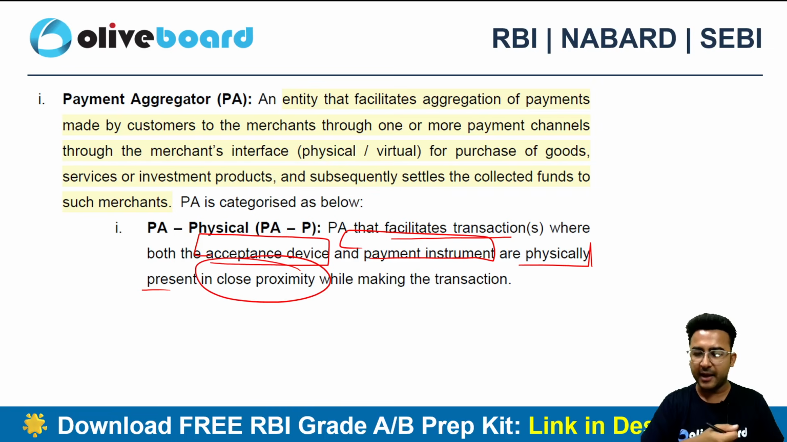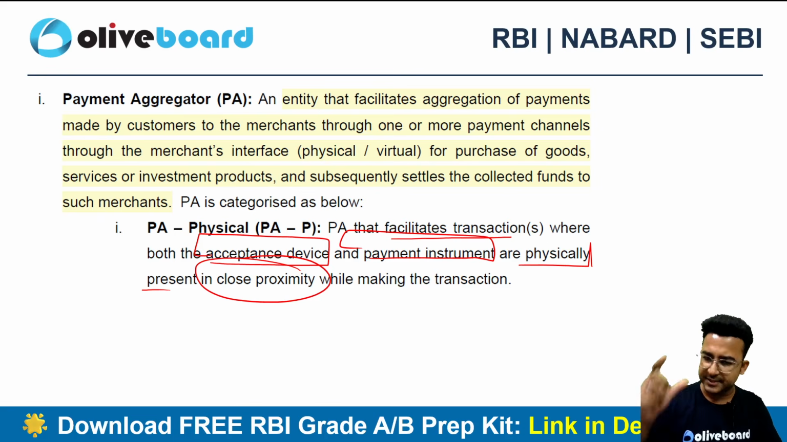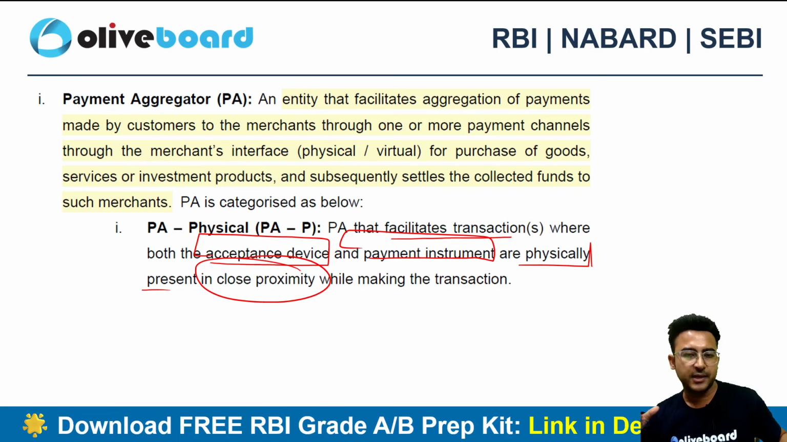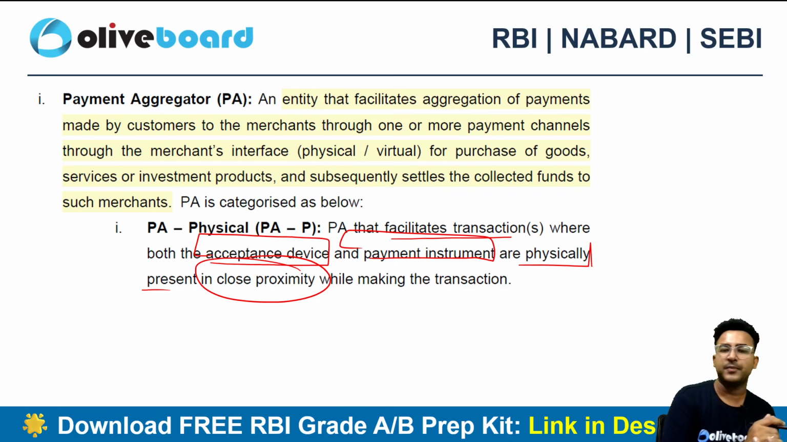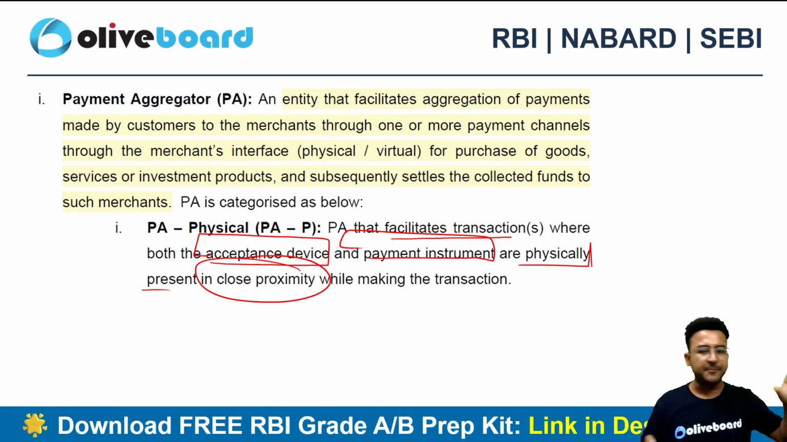I just swipe my card. My card is the payment instrument here. I can say I just swipe my credit card, so that's the payment instrument. And there was a device in which I swiped the card, right? So that's the acceptance device. Now merchants can have a device which is being provided by the banks, or by any kind of payment aggregator, right? So there is an acceptance device, there is a payment instrument, and they are in close proximity.